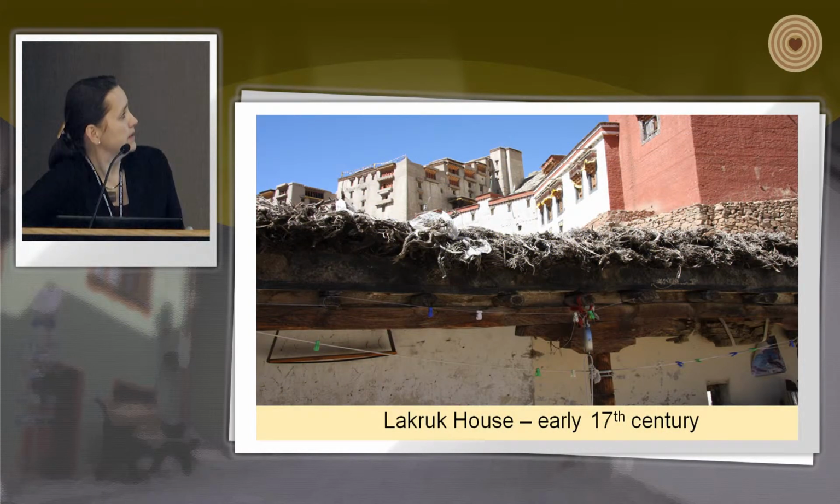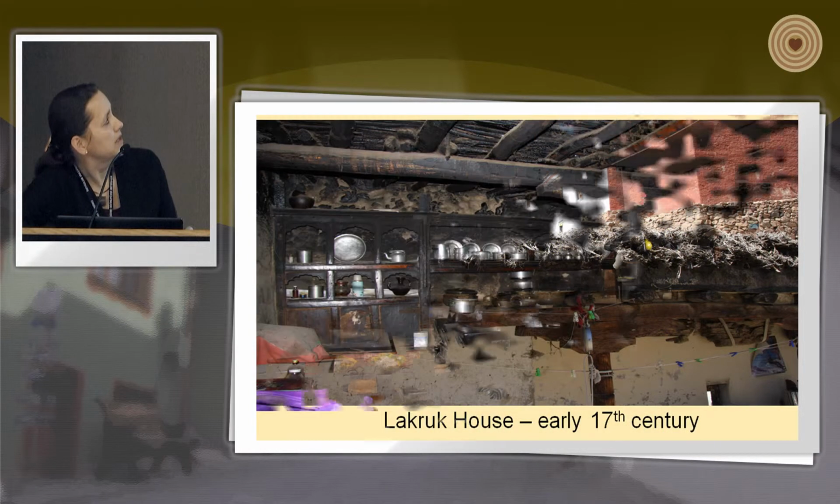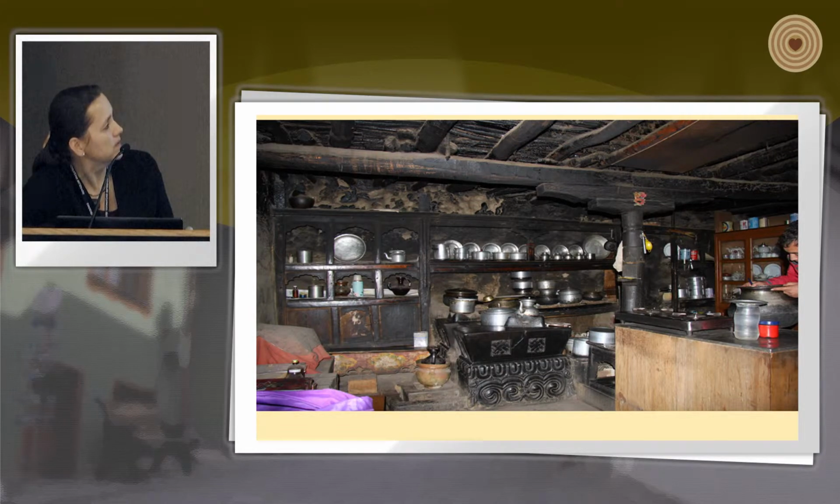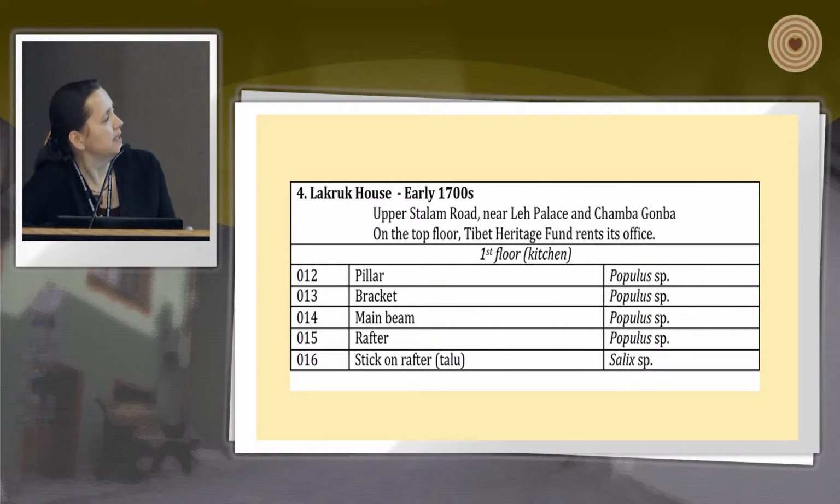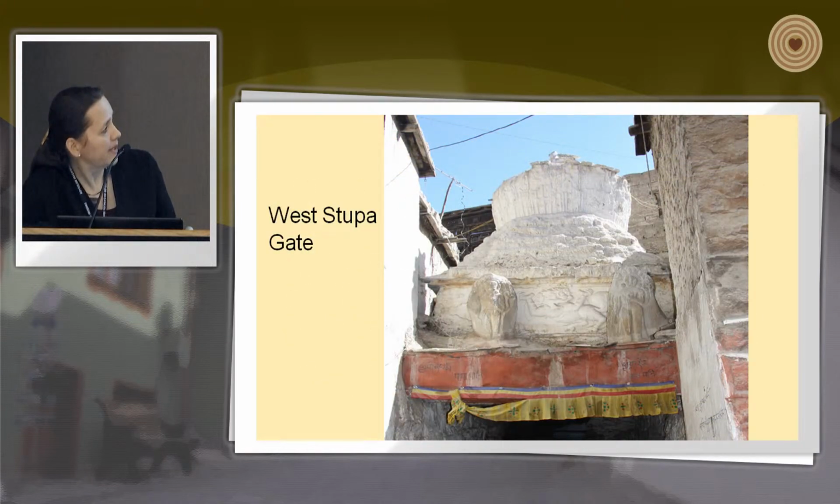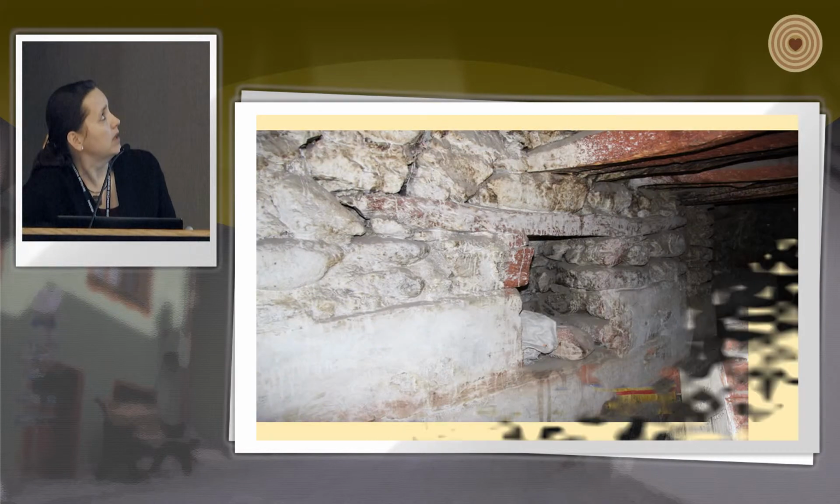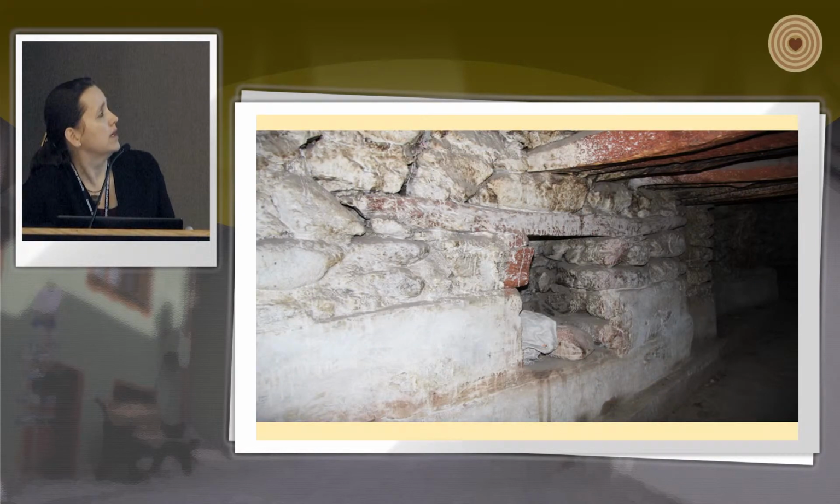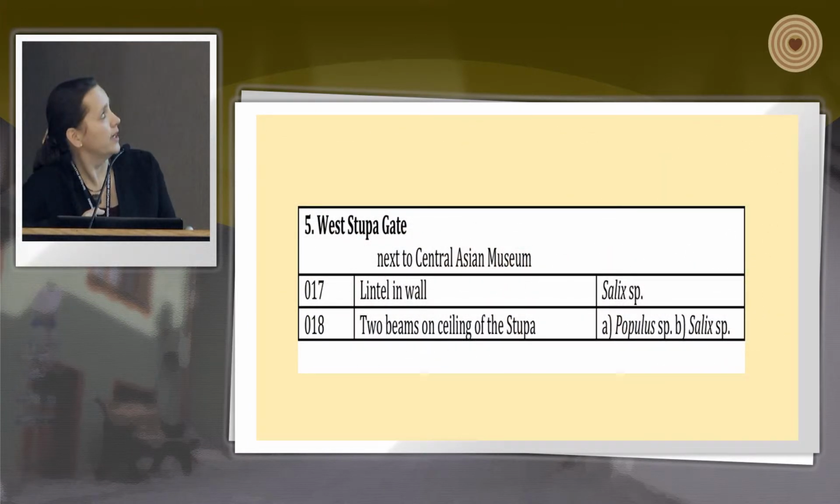Another house, and here some inside view of a traditional house, and here also poplar all over, except for the sticks on the roof, and the ceiling is willow. And here this is a Stupa Gate, and here you have some timber on the ceiling and on the wall. We took some random samples, and also found willow and poplar.